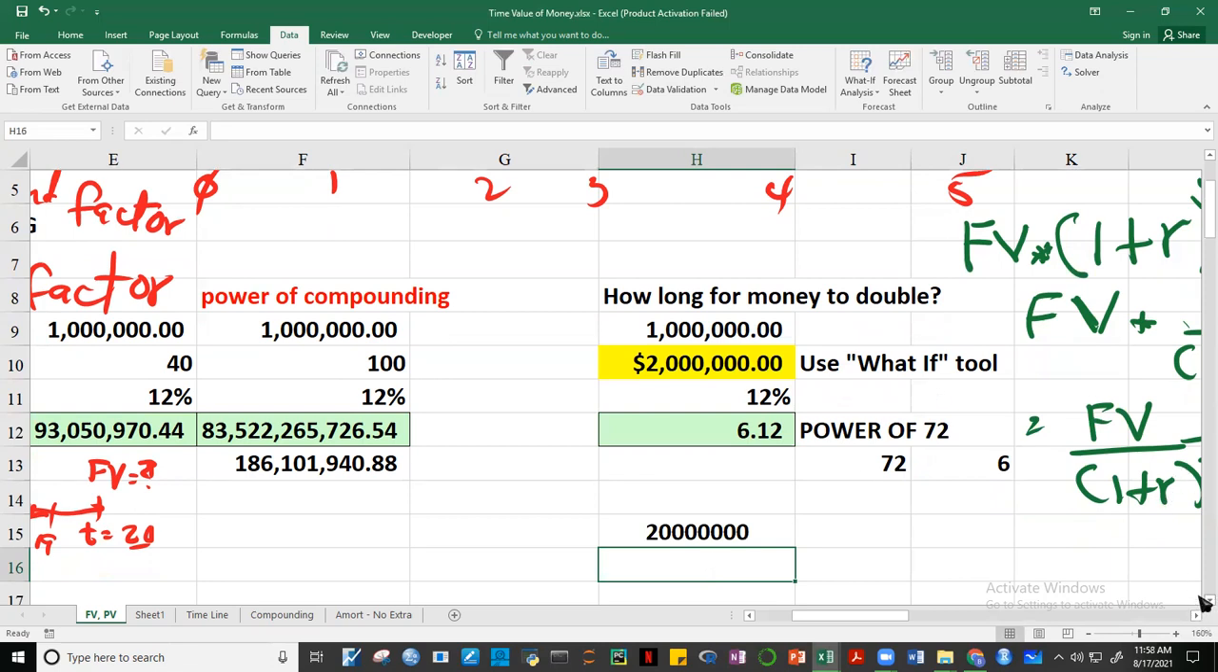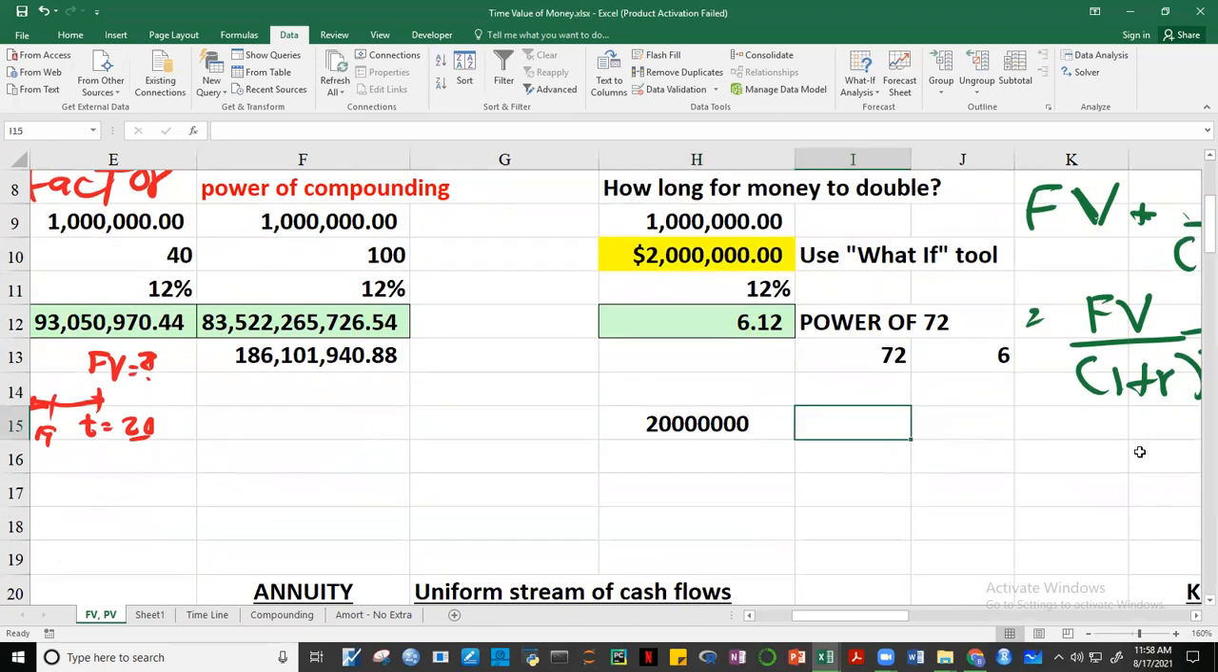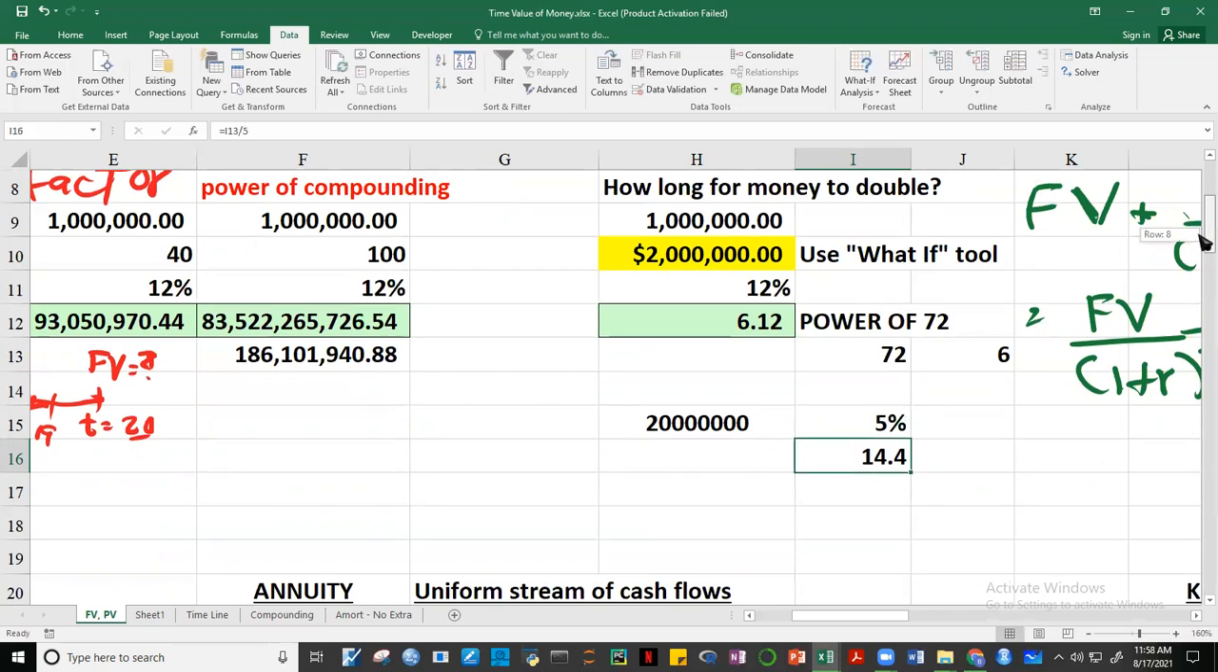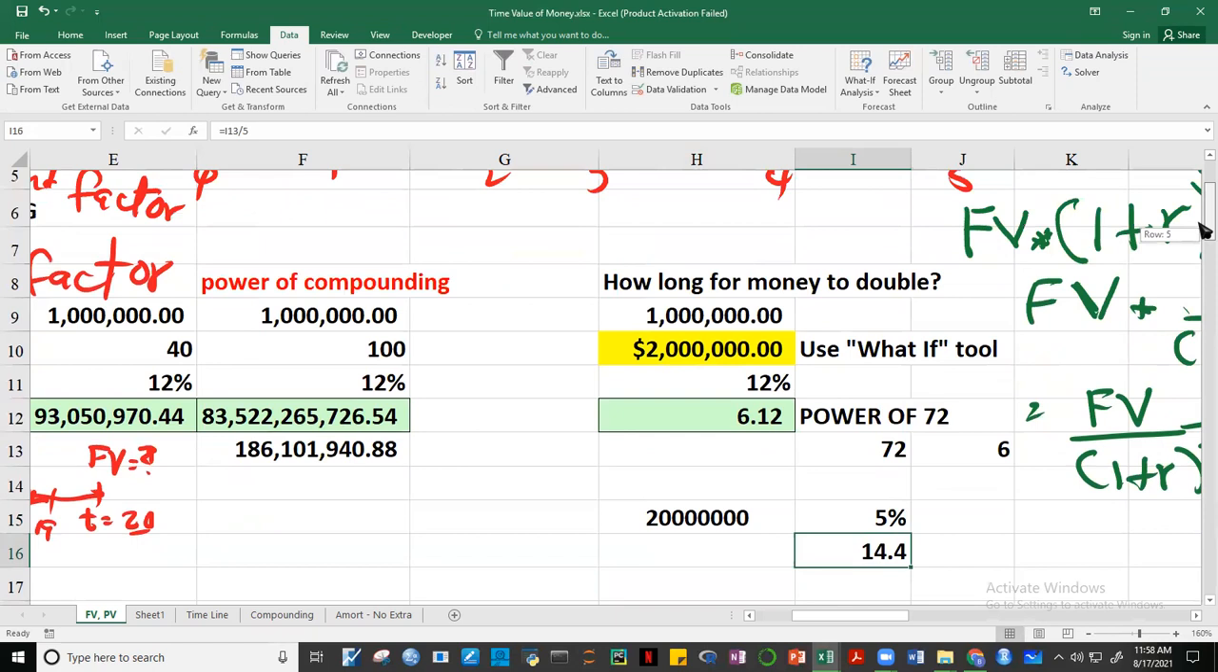Okay, if the interest rate is 5%. Gano katagal guys bago ma-double yung pera natin? So the answer is 72 divided by 5, di ba? So around 14.4 years. Okay? So we can check that.